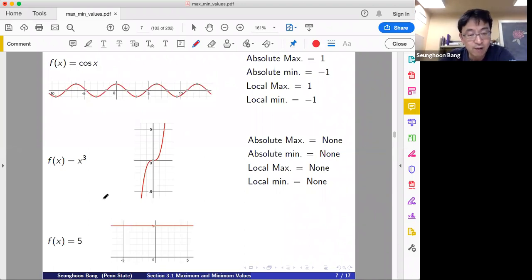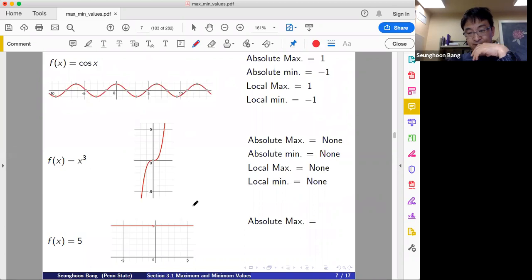f of x equals 5, a horizontal line. Do we have an absolute maximum? Yes or no? What do you think? So what is your answer? Could you write your answer on the chatting board, please? What is your answer? Yes? Okay. How about other students?